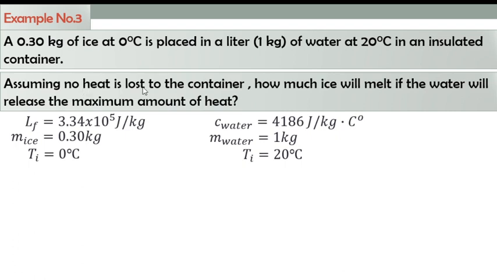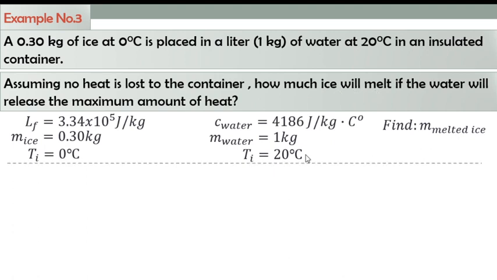Since no heat is lost to the container, we will not include the container as part of our system. And for this case, we are asked for the amount of ice that will melt, or the mass of the melted ice. And we are given the condition that the maximum amount of heat will be released by the water.